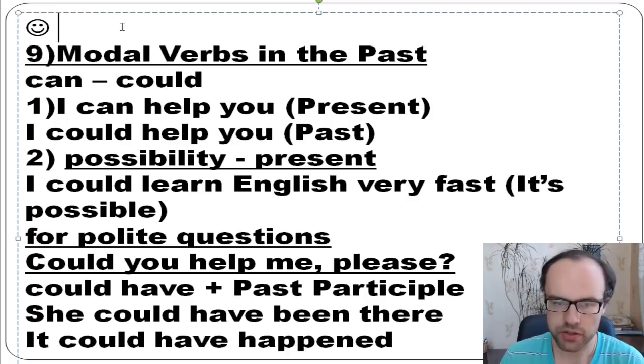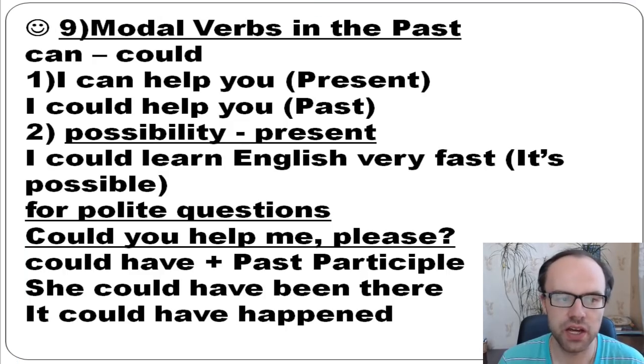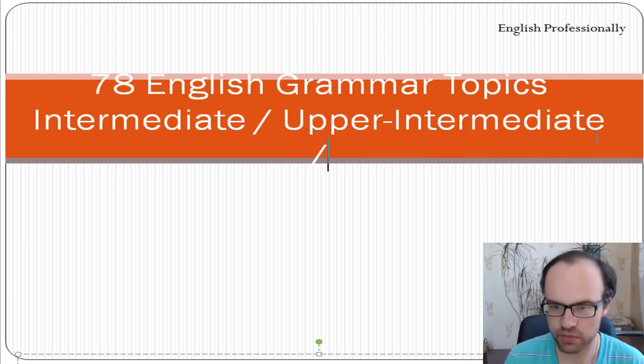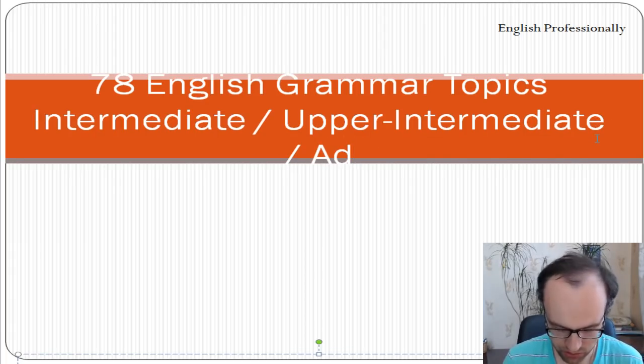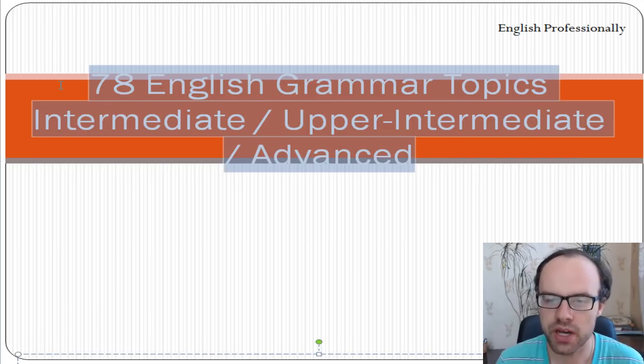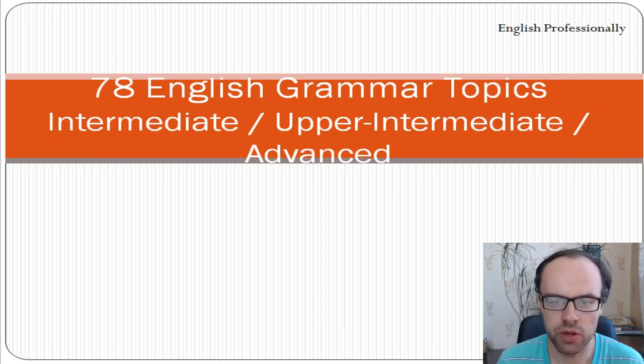Yeah, but we are talking about modal verbs in the past, you know, because I suppose that I was wrong, so it's 78 English grammar topics for intermediate, upper intermediate and advanced level too, because you know we cover many grammar points for advanced level, for this high level, and I think it's okay. So maybe we'll have a more detailed video.